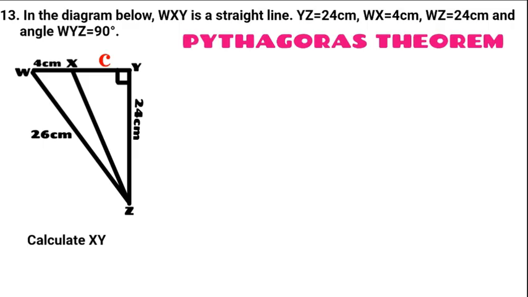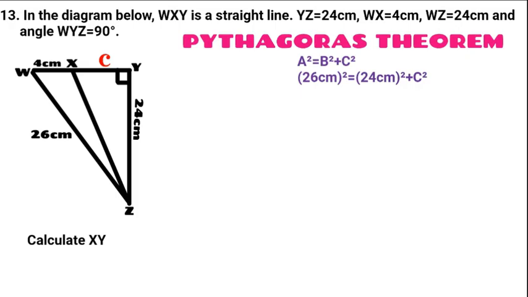Okay, so I'm going to use the theory, which is Pythagoras theorem. I'm going to write the formula, which is a squared is equal to b squared plus c squared. So a is the hypotenuse, and in this diagram the hypotenuse is 26 centimeters. So I'm going to write 26 centimeters squared is equal to, then b will be 24 centimeters. So I'm going to write 24 centimeters squared plus c.